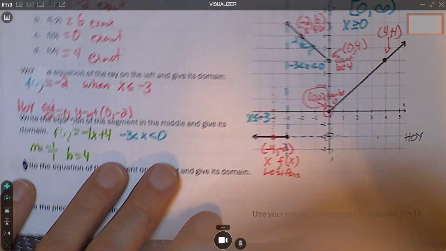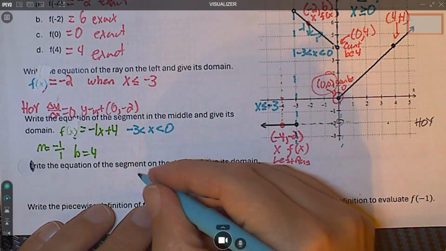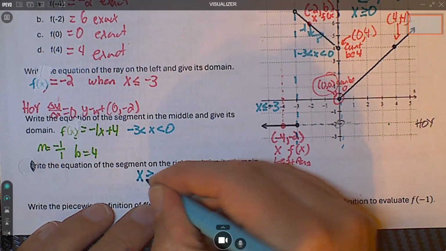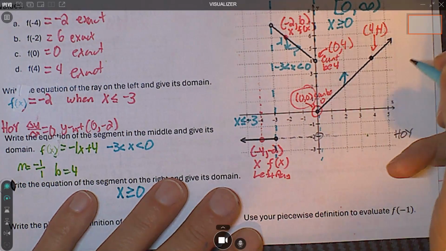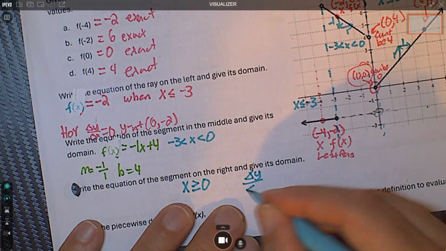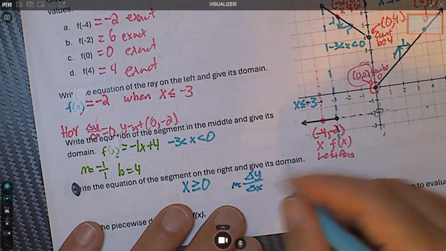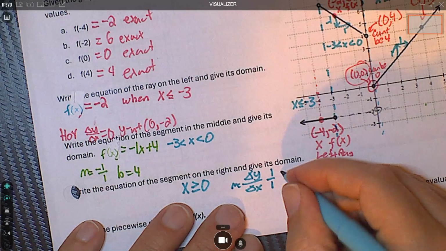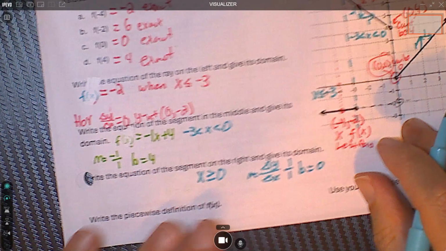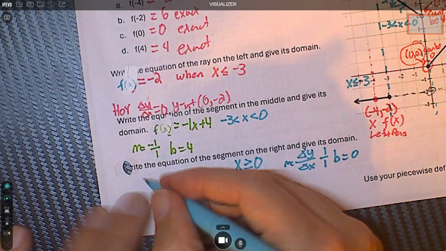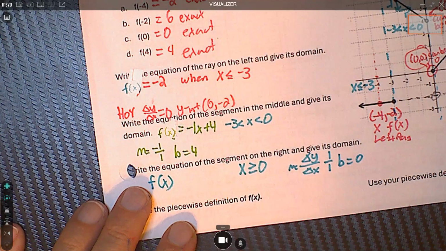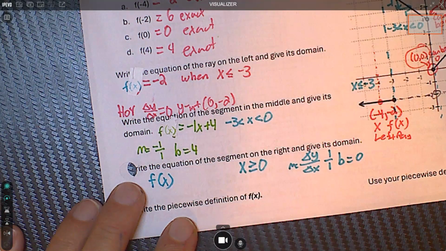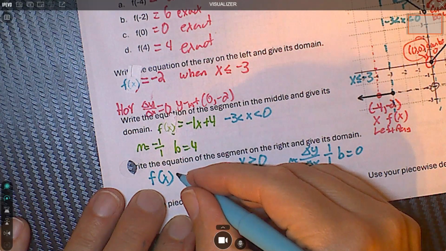So for the next one, when the x's are greater than or equal to 0, change in y over change in x, 1 over 1, b is 0. You could write in point slope, but it's just too many variations. So I go slope intercept, but that's just me.